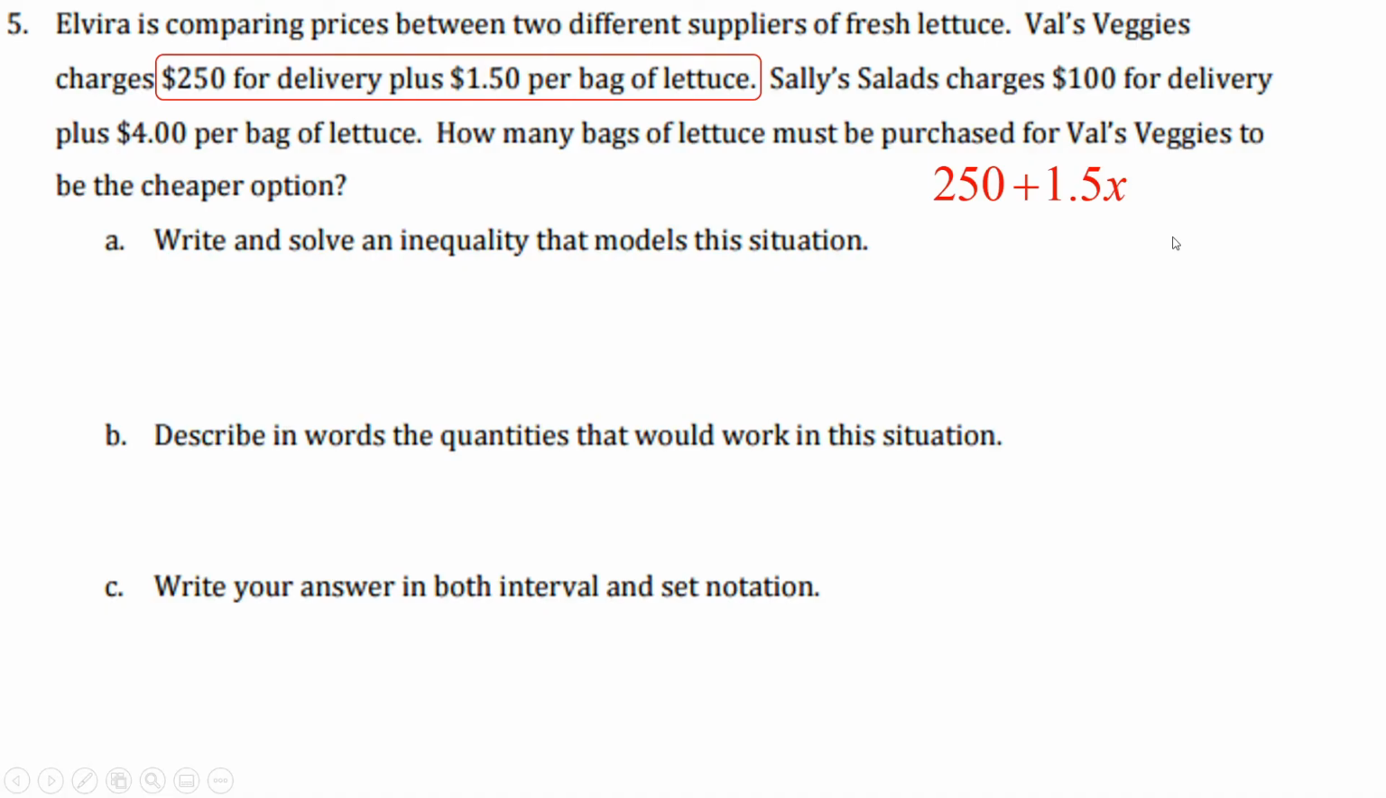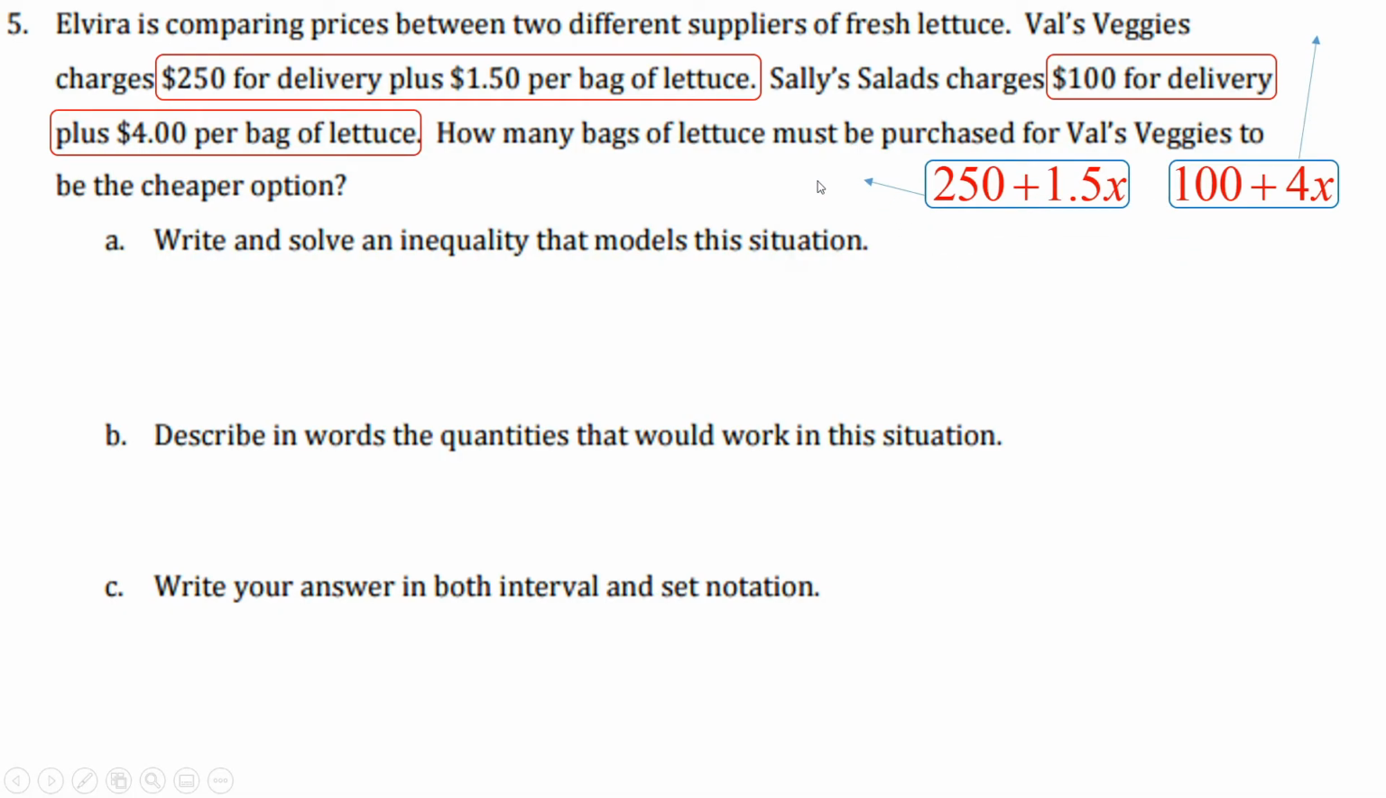Now, Sally's Salads charges $100 for delivery. So let's go 100 plus $4 per bag of lettuce. Can I go plus 4x? And now, how many bags of lettuce must be purchased for Val's Veggies to be the cheaper option? So remember, we have Val's on the left and Sally's on the right. And if we want Val's to be cheaper, then this expression would have to be less than the 100 plus 4x.